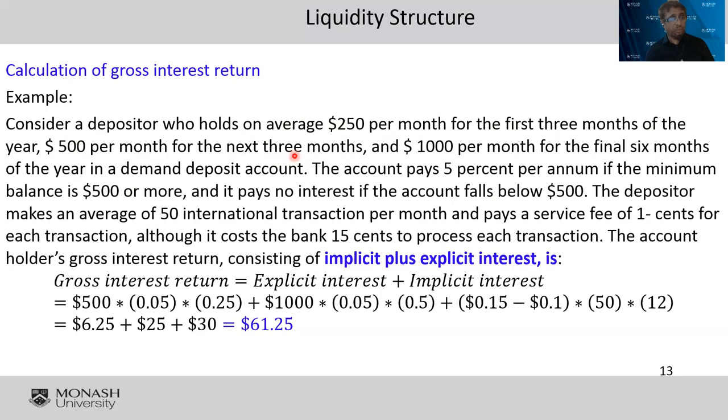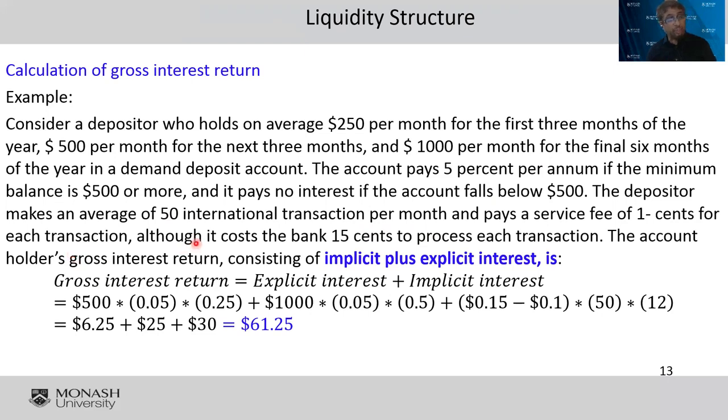So the first 3 months, there was 250 average. The second 3 months was 500. And then there was 1,000 for the next 6 months. So we are talking about 1 year with all these different averages. This is a demand deposit. The account pays 5% per annum if the minimum balance is 500 or more, and pays no interest if the account falls below 500. The depositor makes an average of 50 international transactions per month and pays a service fee of 1 cent for each transaction.